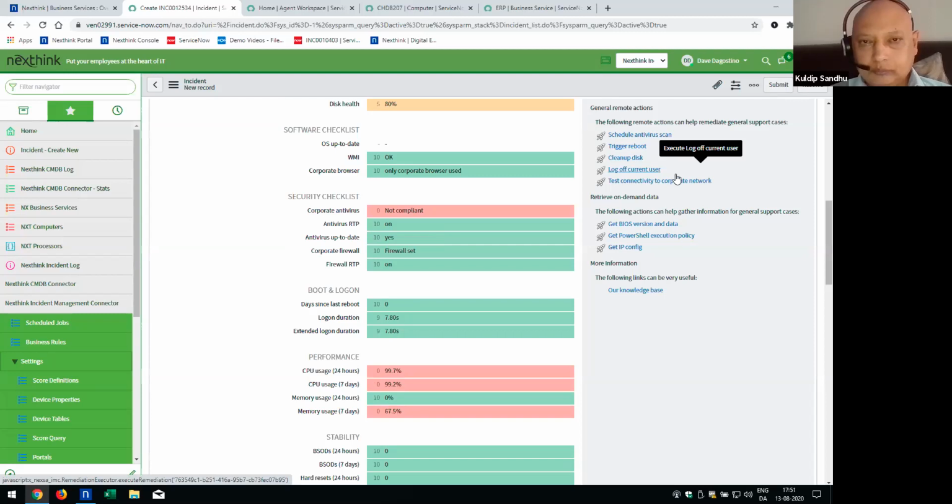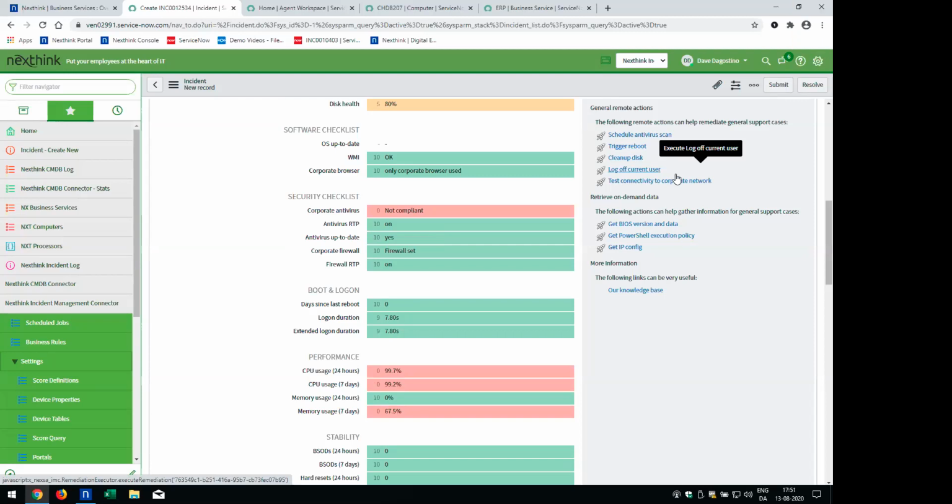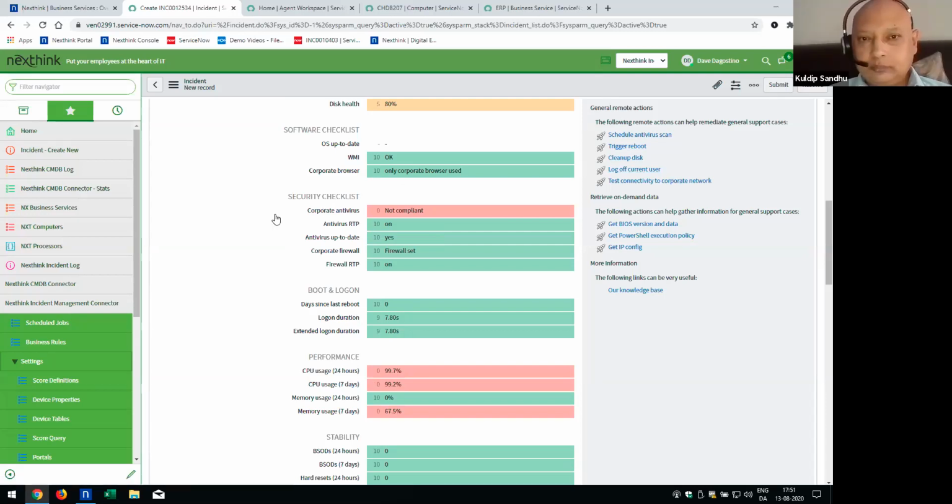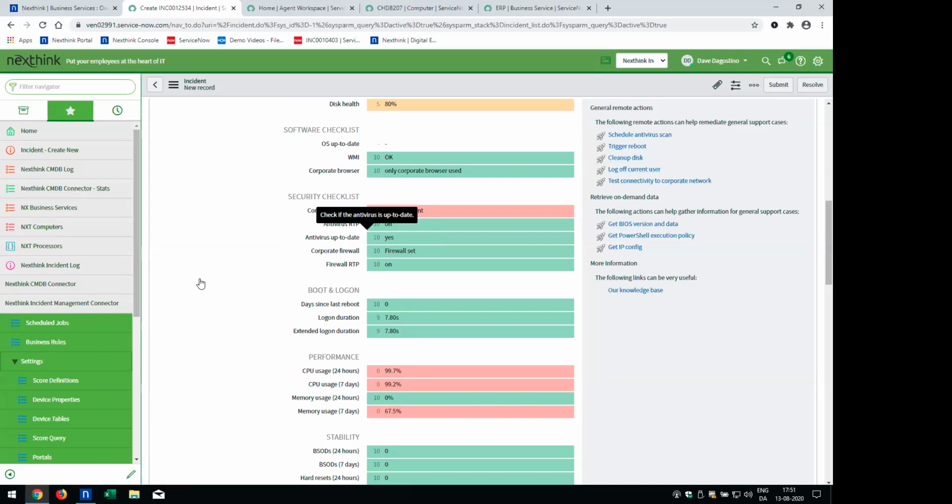So you can see here that NextThink, working with an existing management platform, can augment it enormously and give you the data that you need to drive those maturity levels up. And with that, I'll hand back to Kuldeep to run the wrap up. Thank you, David.